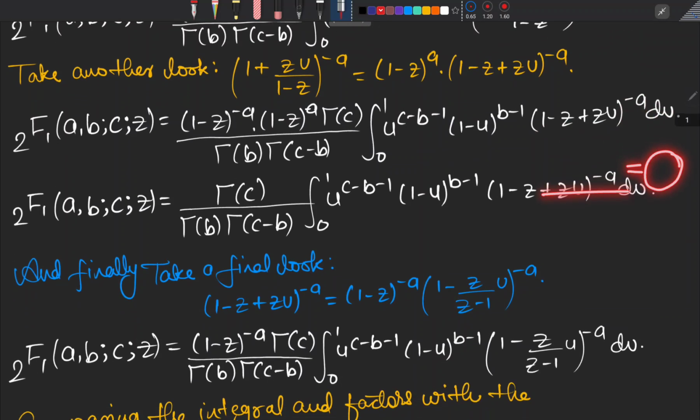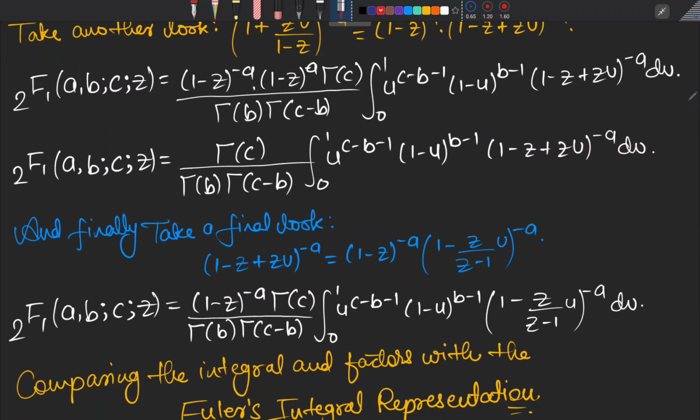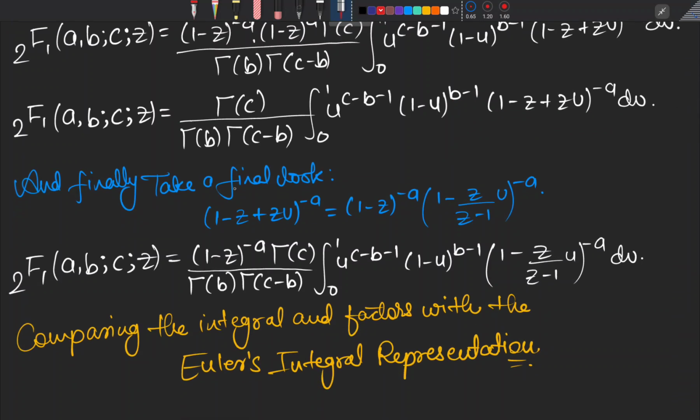(1 minus z plus zu) to the negative a du. Okay, and now our next step is obviously canceling this stuff down and copying down the rest of the things. So that's going to give us the hypergeometric function equals Γ(c) over Γ(b)Γ(c minus b) times the integral from 0 to 1 of u^(c minus b minus 1) times (1 minus u)^(b minus 1) times (1 minus z plus zu) to the negative a du. Okay, and finally taking a look at this part of the integrand, that is (1 minus z plus zu) to the negative a.